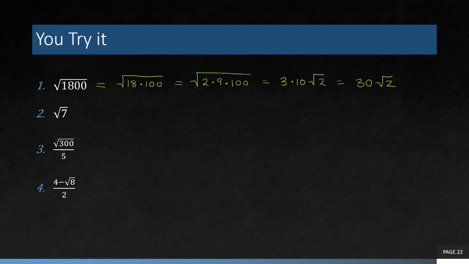For the second example, 7 is a prime number, so I'm already done. That is in simplest form. That is just the square root of 7.